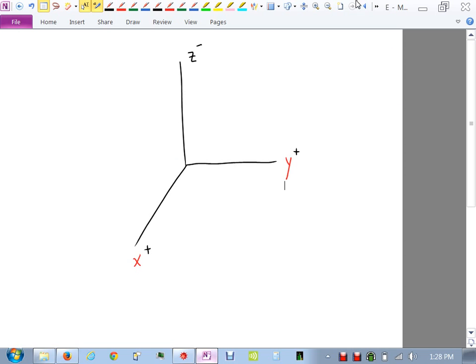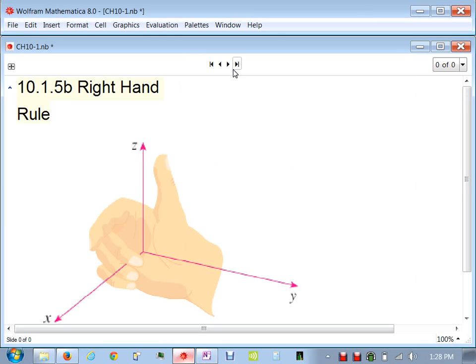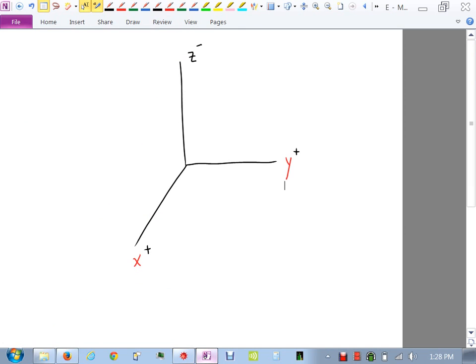All right. Let me ask you this. Is it okay in two-dimensional space to draw your axes like that? Or do you have to follow some rule in two-dimensional space?